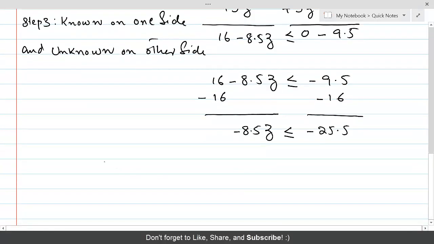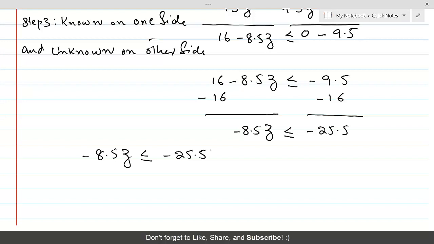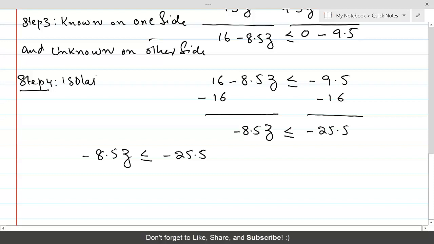So now we have got the linear inequality in simplified form, which says minus 8.5z is less than or equal to minus 25.5. Now we have to divide on both sides by minus 8.5 in order to isolate z, because in our strategy step number 4 is isolate the variable. So that is z, and in order to isolate z we are going to divide both sides by minus 8.5.